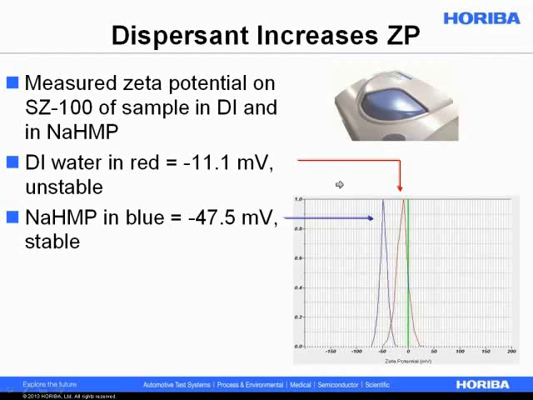That is the red result here. And I got a result of minus 11 millivolts. That's a pretty low zeta potential. Under 30 millivolts, we usually assume is an indication this is not a stable dispersion.